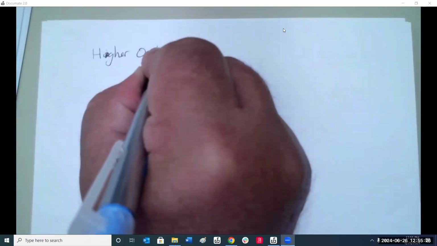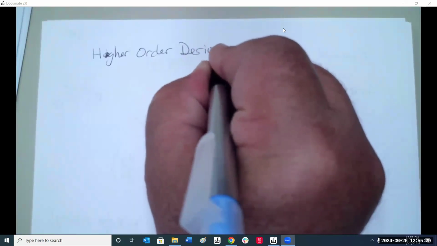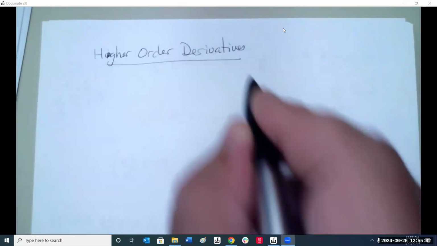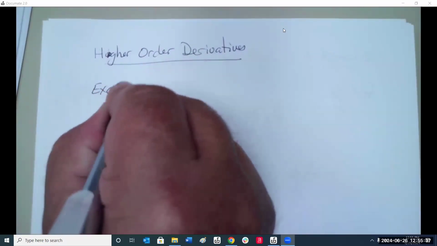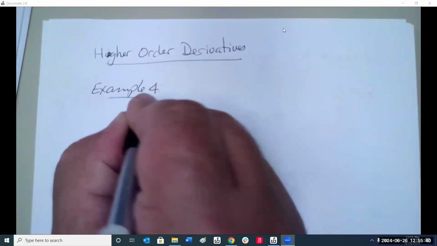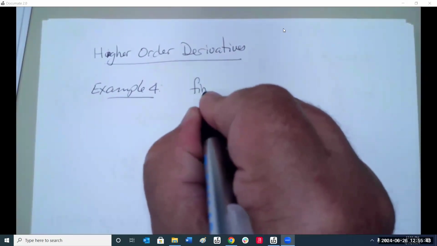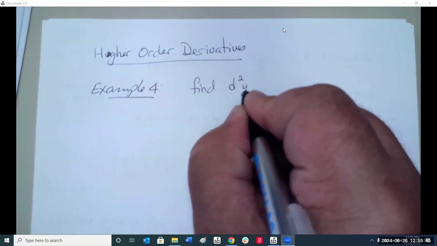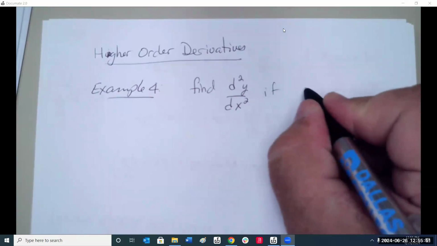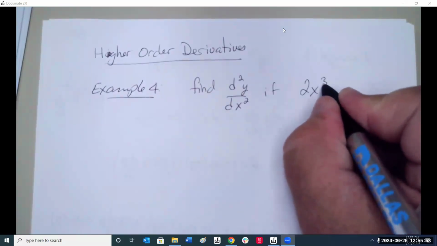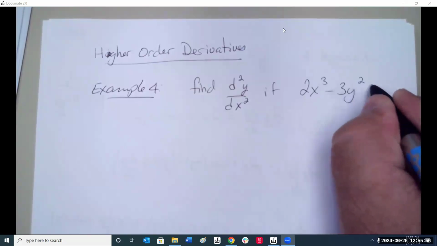Okay, so that's just finding the first derivative. We can go higher. Higher order derivatives using implicit differentiation. Example 4. It says, find the second derivative if 2x cubed minus 3y squared equals 8.